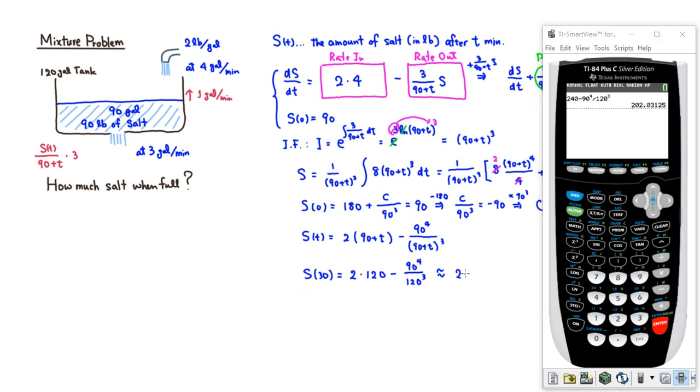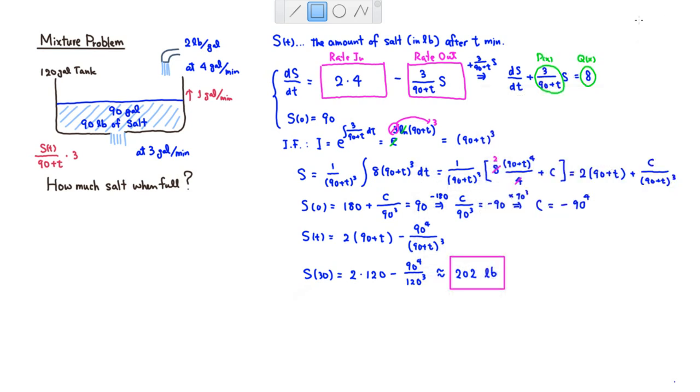202 pounds. All right, so we have that. I'm going to just box it out here. So when the tank becomes full, which is 30 minutes later, the amount of salt will be about 202 pounds. All right, that's it. I hope that this was clear.